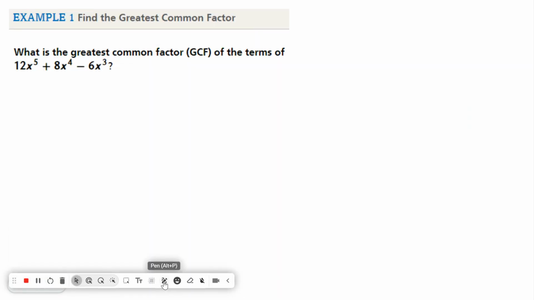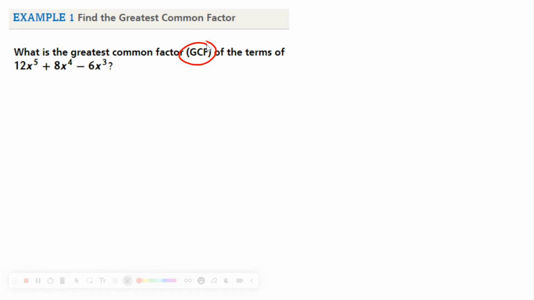It says find the greatest common factor. So what is the greatest common factor? GCF. You're going to hear us use GCF a lot. Greatest common factor of the terms 12x to the 5th plus 8x to the 4th minus 6x to the 3rd.